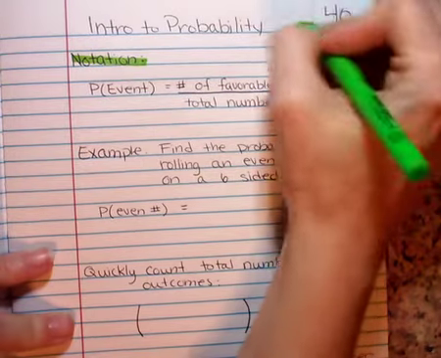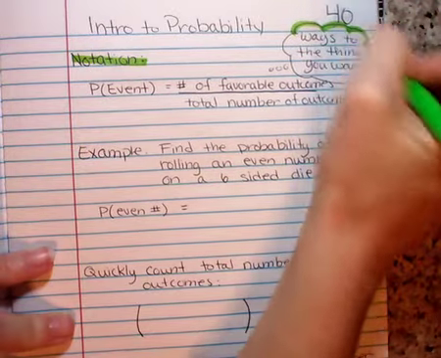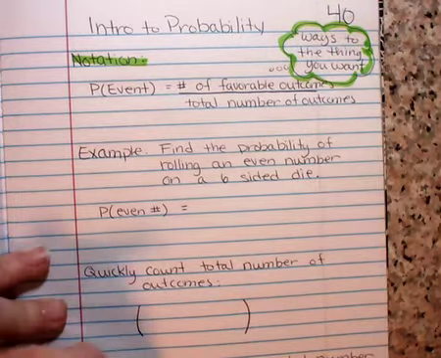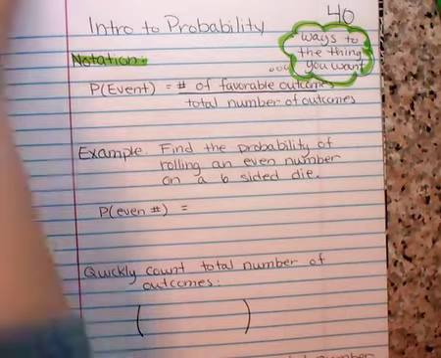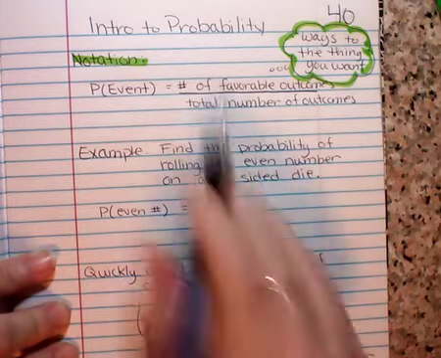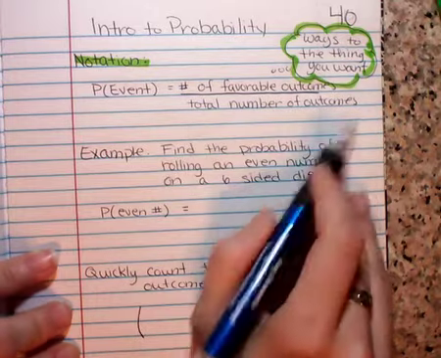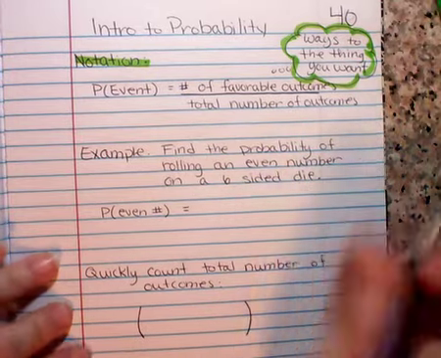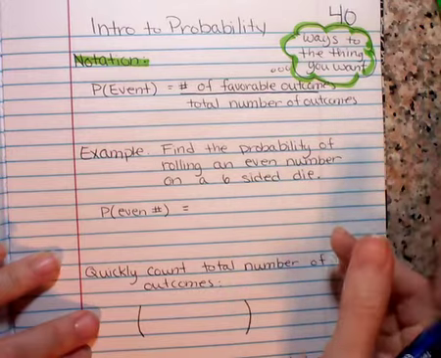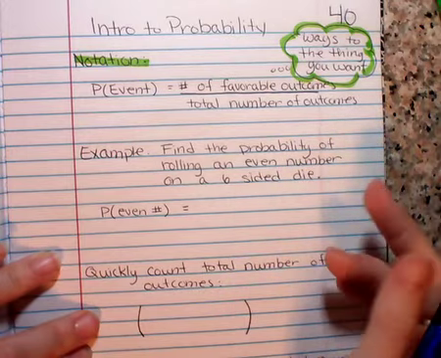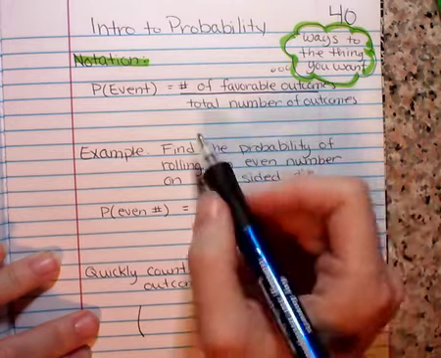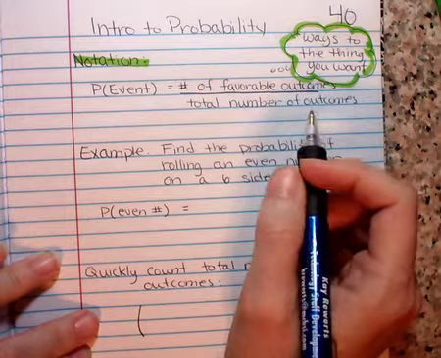So for example, if you're looking for even numbers, then you would count all of the ways to get even numbers. Or if you were looking for heads, that would be all of the ways to get heads, divided by the total number of outcomes possible. So for example, on a coin flip, there are two possibilities, heads or tails. Or if you roll a die, the number of outcomes is 6 on a 6-sided die.